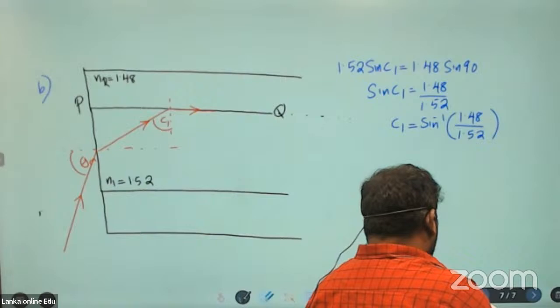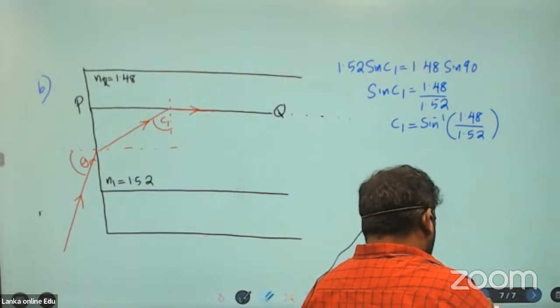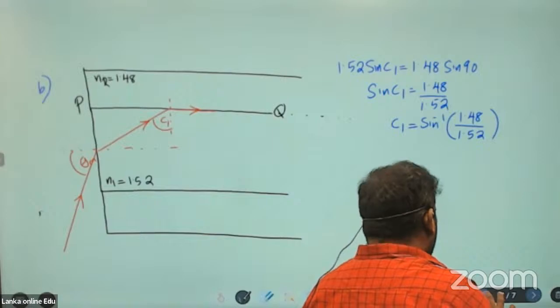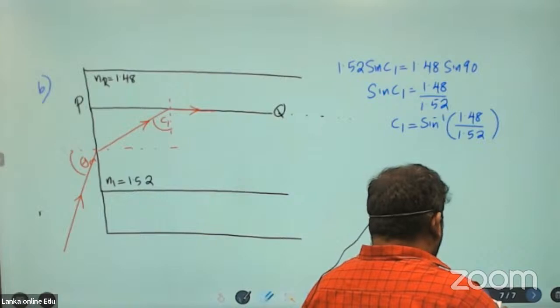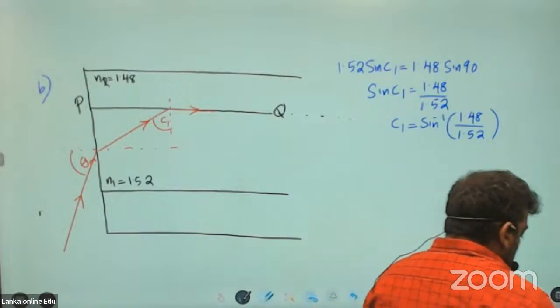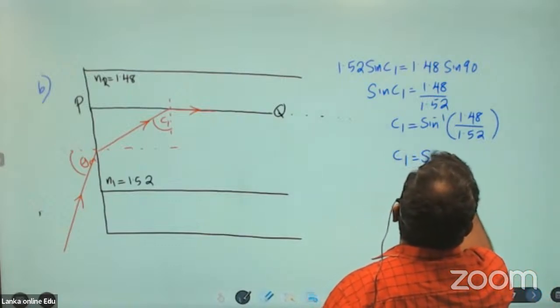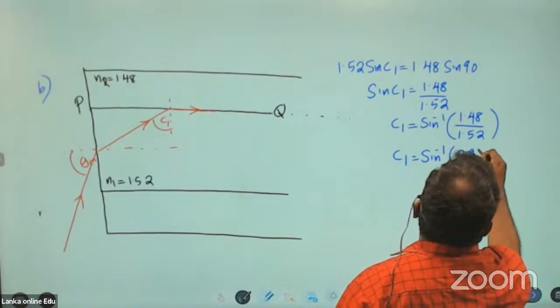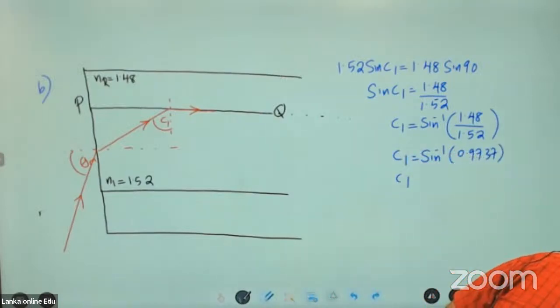I have to find it quickly using the log table. I hope you will quickly find and tell me the answer. 1.48 divided by 1.52 is 0.9737. Sine inverse of 0.9737. Find the critical angle.